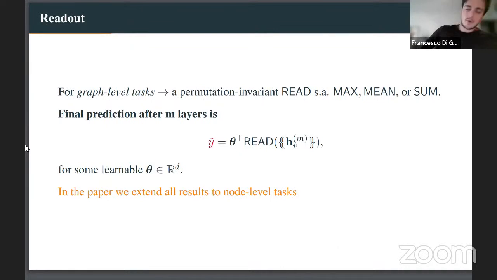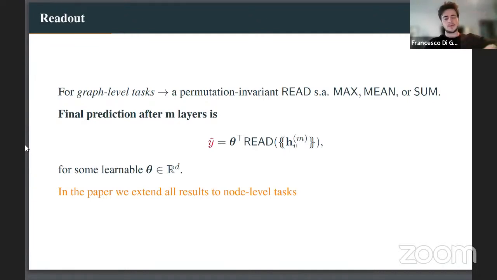Now, to make things slightly more concrete, I will be talking about a graph level task. And in fact, let's assume that we have a regression problem, where for each attributed graph we want to predict a certain output, which we take to be a scalar, like a real number. Now, in the paper, in section E of the appendix, you can also see all the derivations and theoretical results for node level tasks as well. But for simplicity, let's assume that we have this graph level task.